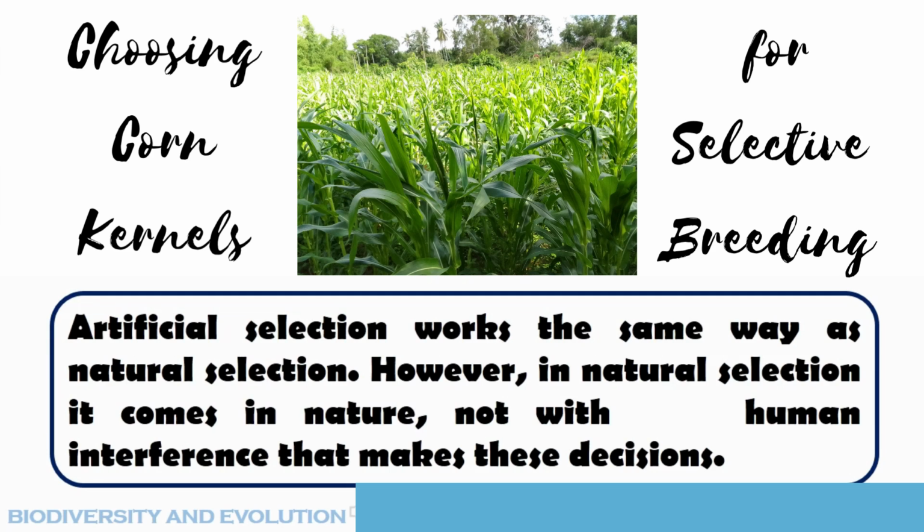What is the difference between natural selection and artificial selection? These two selections work in just the same way. However, natural selection practically comes from nature. On the other hand, artificial selection comes with human interference that makes these decisions. Breeding pigeons was Charles Darwin's first discovery of artificial selection. By selecting which pigeons are allowed to mate, people had a profound effect on their appearances, for example, with the shape and size of their beaks and the color of their feathers.